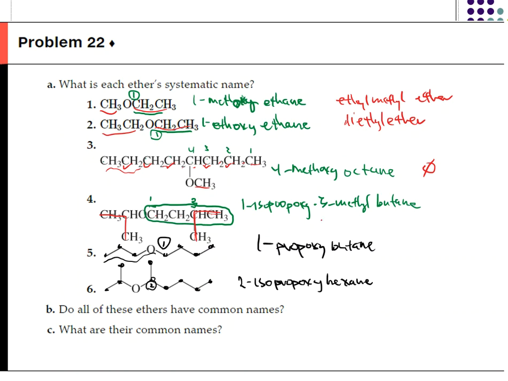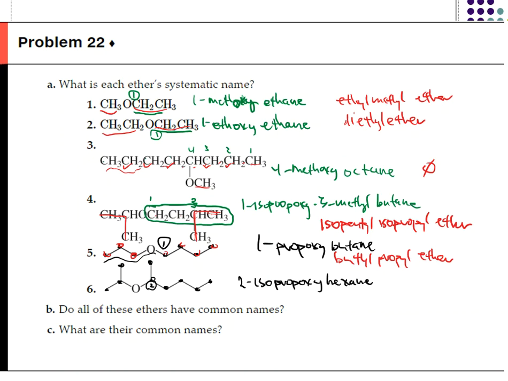So alphabetical order is isopentyl isopropyl ether. Ding, ding, ding. There you go. That's good news. Number 5. This is a 3-carbon chain, which is a prop, and this is a 4-carbon chain, which is a but. If I had to name this a common way, this would be a butyl propyl ether.